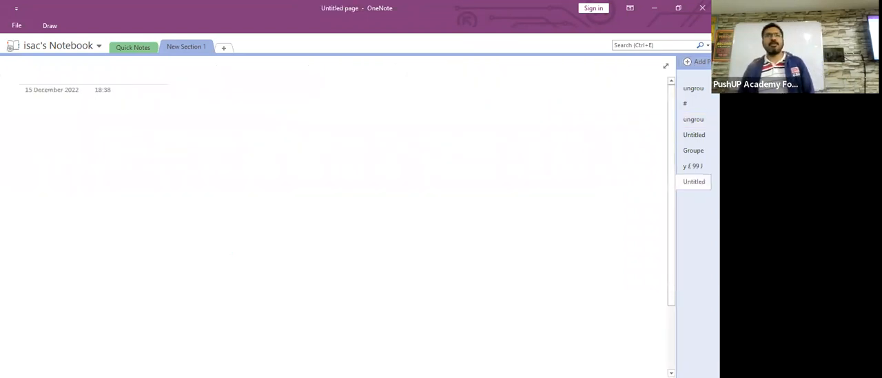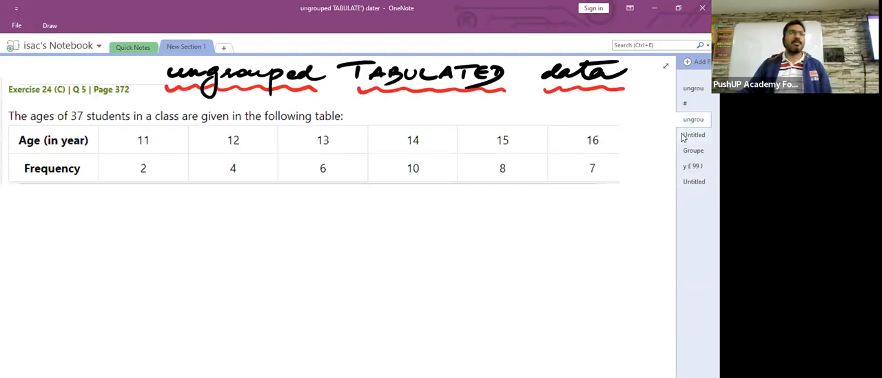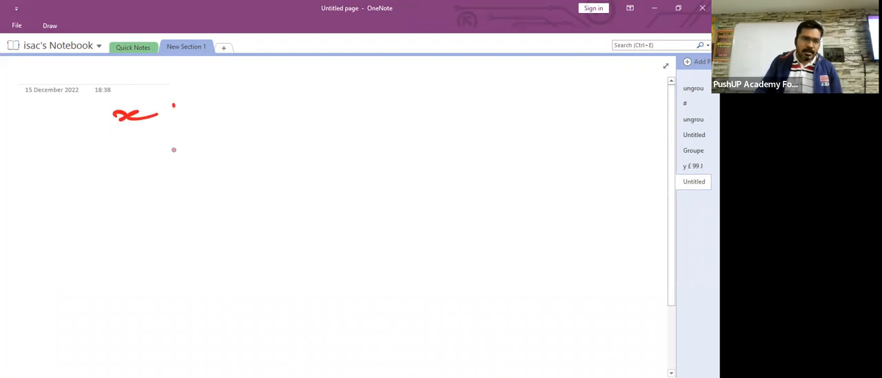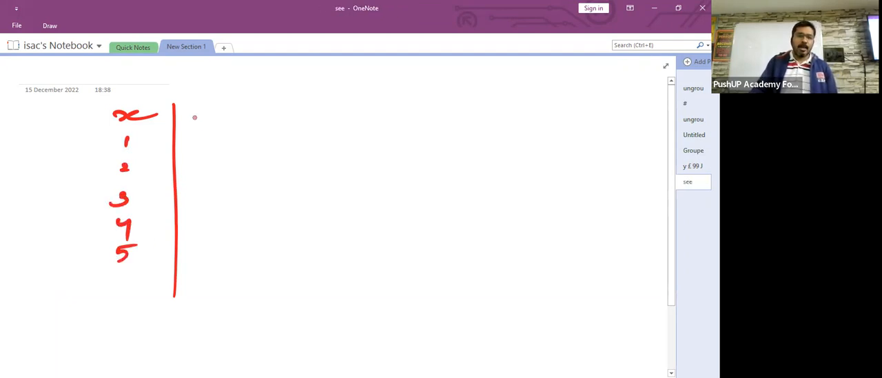Children, I am going to give you a very simple question and explain how to solve sums based on ungrouped tabulated data. Okay, and then we will come back to this sum. Suppose the values in the column of X are 1, 2, 3, 4, and 5. And the frequencies are 2, 1, 3, 3, and 2.